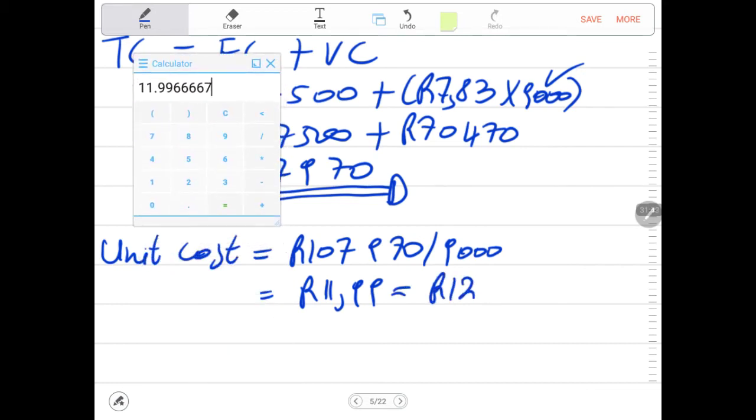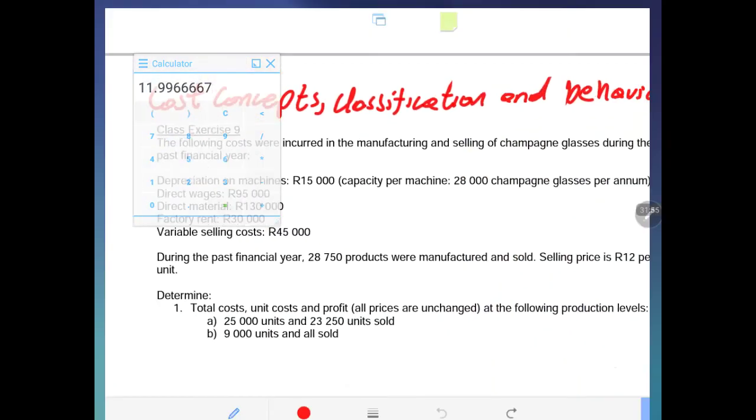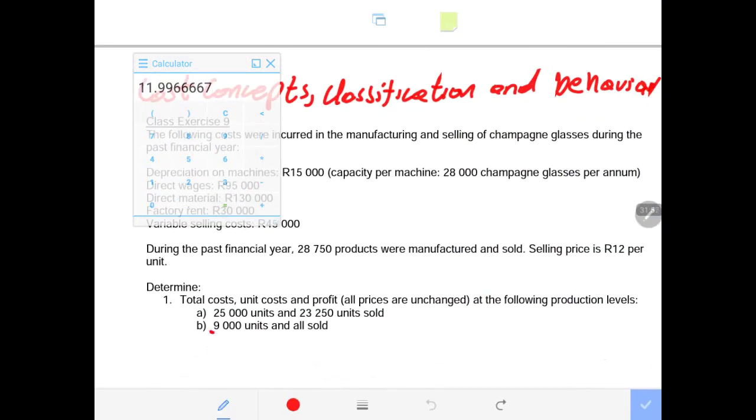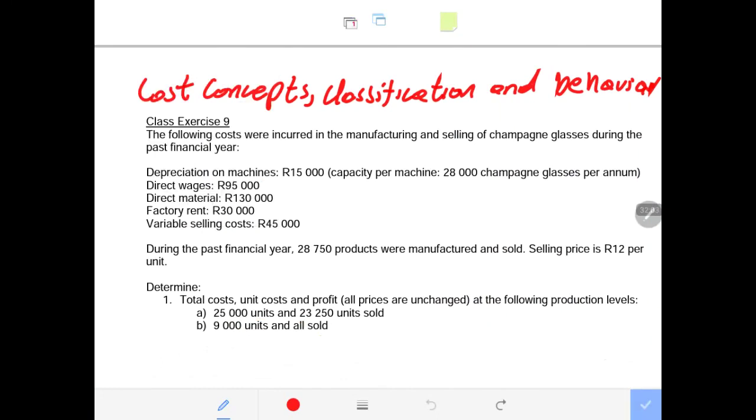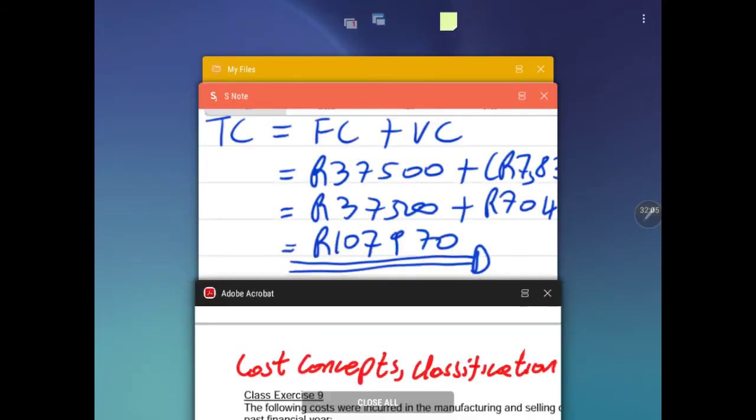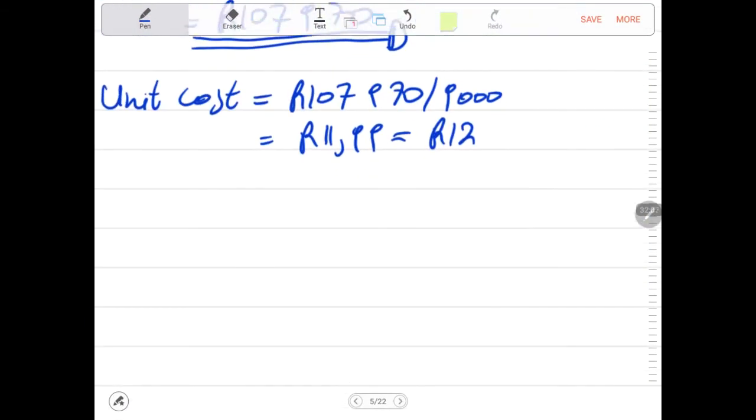Now 11.99 rand, which is 12 rand, same as our selling price. So our cost of production and selling price are the same, and all the units that were manufactured were also sold, meaning our gross profit will definitely be zero. So now we are tapping into the last part of the question, the calculation of the profit.